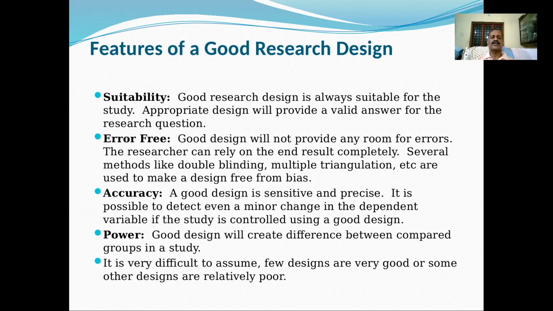Now, a good research design should be accurate. Accuracy is needed. A good design is sensitive and precise. The sensitivity means that even minor changes from the normal should be detected. So it does not allow even a small change from the exact answer. So a good design is always sensitive and it is very precise also. So it is possible to detect even a minor change in the dependent variable. The study is controlled using a good design, as I mentioned.